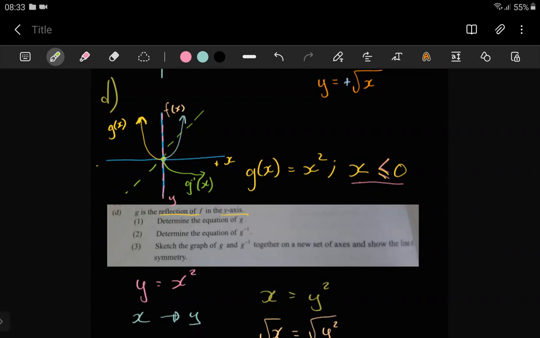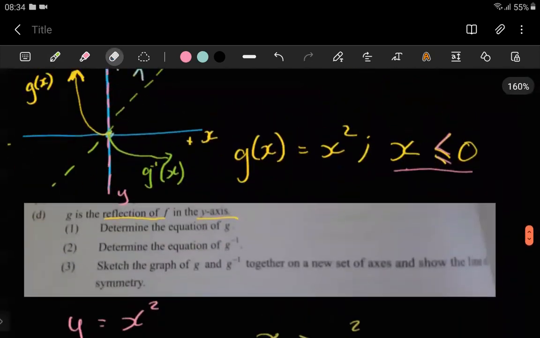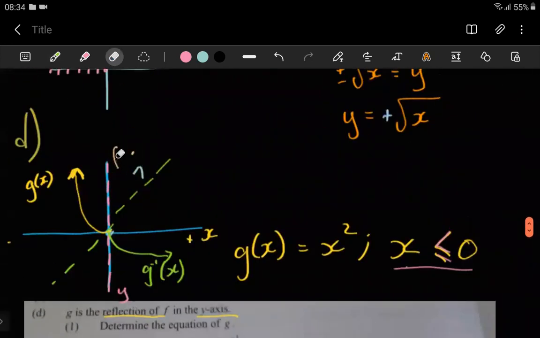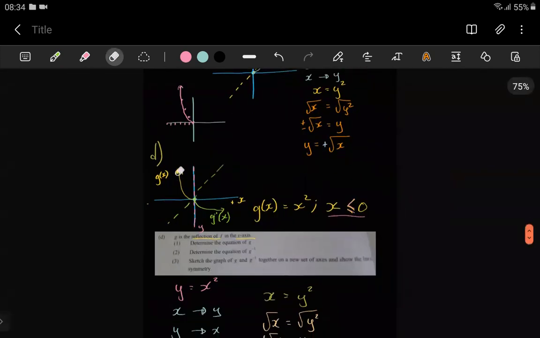So with now sketching the graphs, it looks like we just did that already. The question says sketch the graph of G and its inverse together on a new set of axes and show the line of symmetry. So it's just going to look like this. We don't have to worry about F. F is not in the question right now. This is what it's going to look like. Graph of G looks like that. Its inverse looks like that.